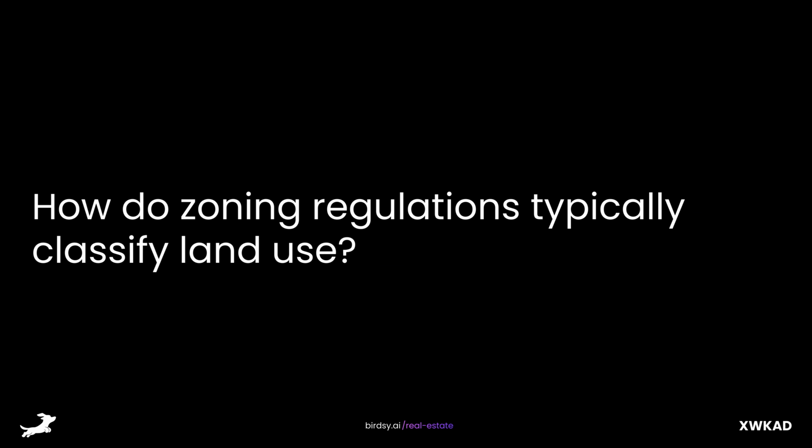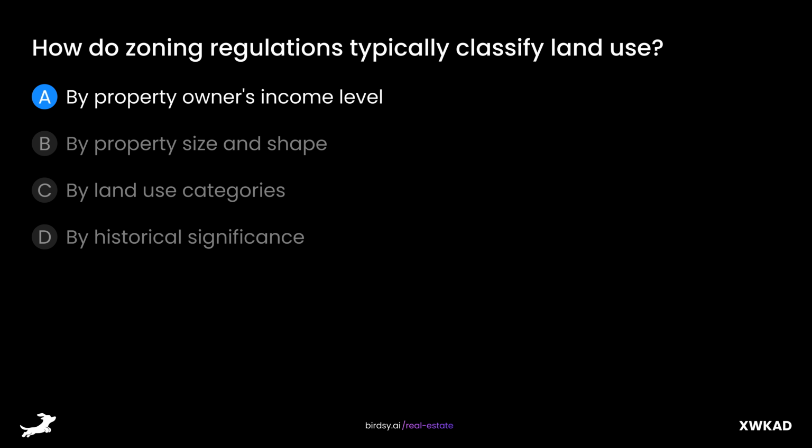How do zoning regulations typically classify land use? Is it A, by property owner's income level, B, by property size and shape, C, by land use categories, or D, by historical significance? The answer is C, by land use categories.